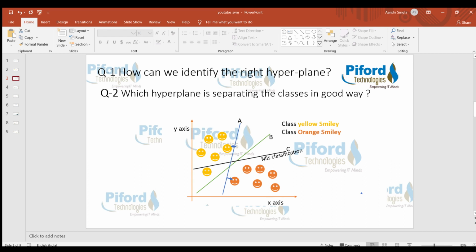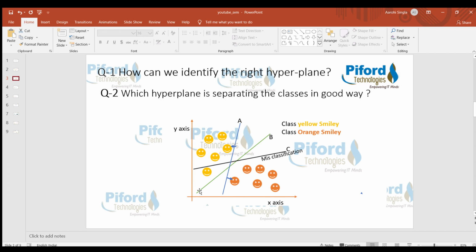If I talk about this black hyperplane, it has some classification error, because this yellow smiley is not correctly classified, so we'll not use it. So now the task is to choose between the blue line A and the green line B. So let's talk about this green line.